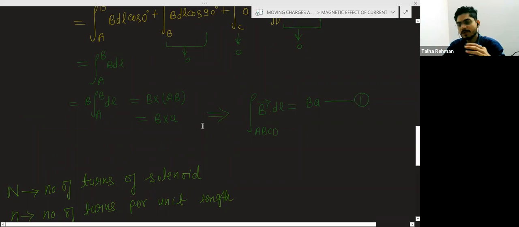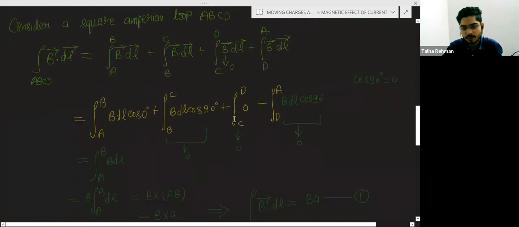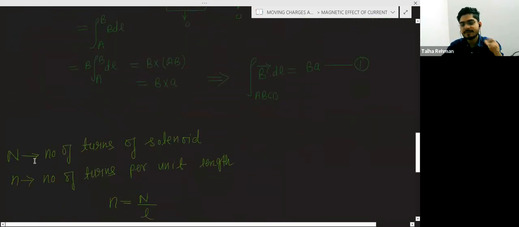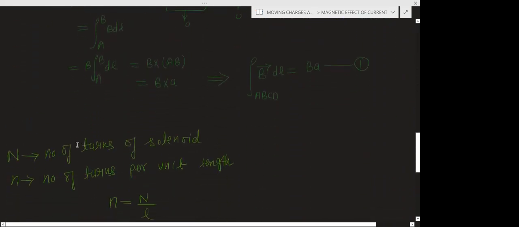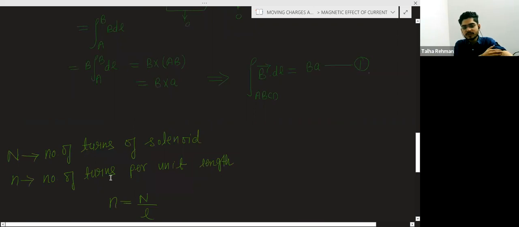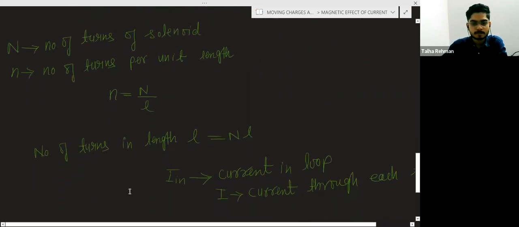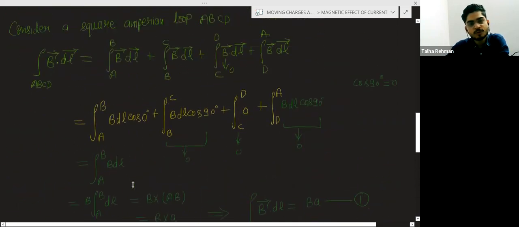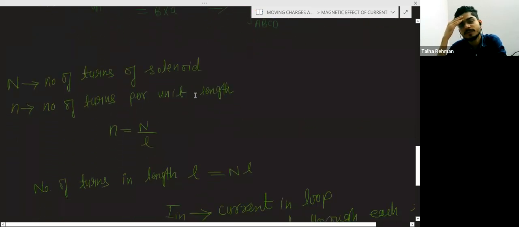Now what we will do is calculate the current enclosed by this loop. For that, capital N, I am assuming, is the total number of turns, and small n is the number of turns per unit length. Now we want to calculate the current enclosed by this loop.